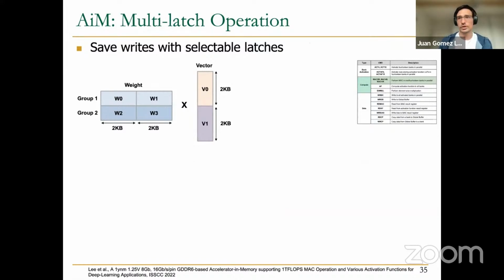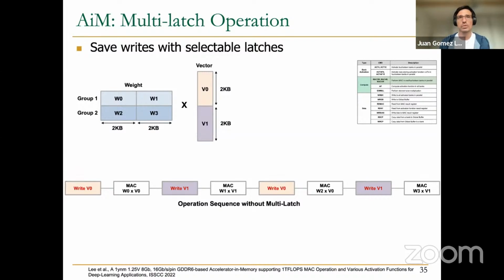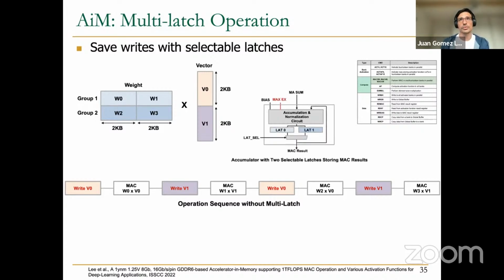And this is also an interesting extension of the PU that allows saving some writes to the global buffer. As you already know, the global buffer is going to hold the vector. This vector might need to be coming from outside, from the host processor, and of course, writing something from outside to the global buffer is going to take a significant amount of latency, because in the end, we'll have to go through the external memory channel, right? And in order to save some of these writes, it's possible to use the alternative latches that the MAC circuit contains. In the accumulation circuit, there are two different latches such that it's possible to operate with two different vectors or keep partial results from two different vectors.